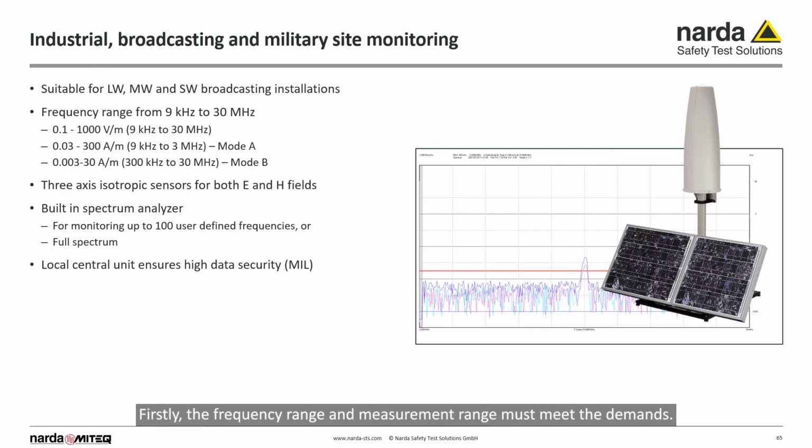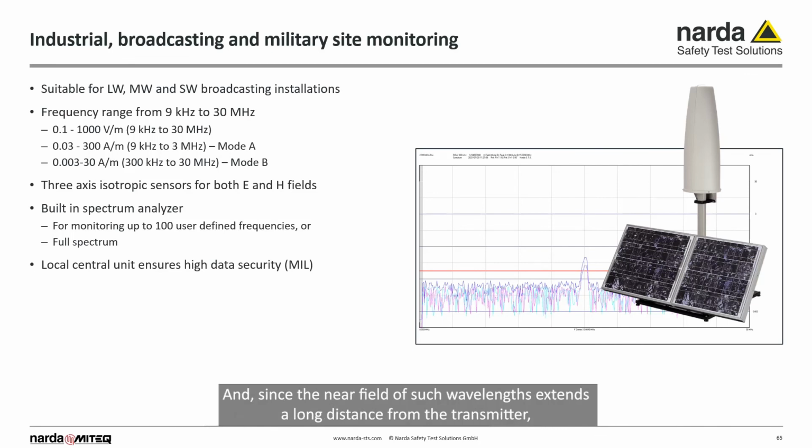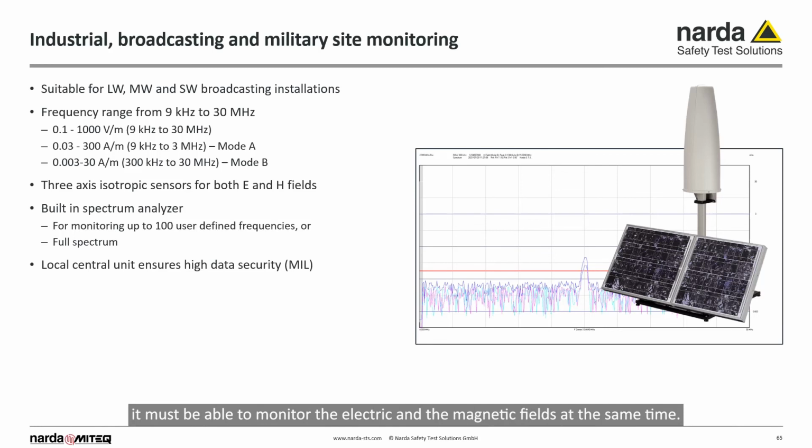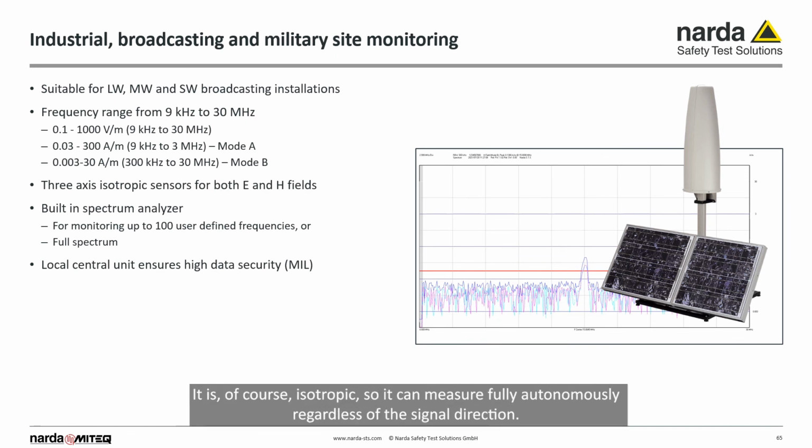Firstly, the frequency range and measurement range must meet the demands. And since the near field of such wavelengths extends a long distance from the transmitter, it must be able to monitor the electric and the magnetic field at the same time. Which automatically brings us to the Selective Area Monitor AMS 8063. This has all these features and has the additional bonus of selective measurement. It is, of course, isotropic, so it can measure fully autonomously regardless of the signal direction.